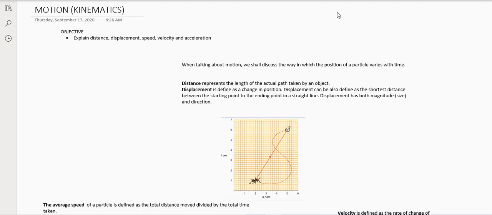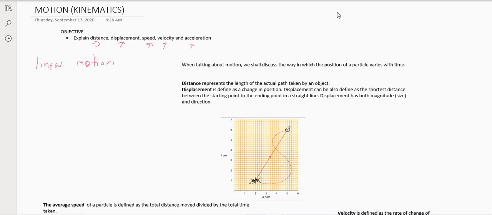Now, motion can be classified in two senses. It can be classified as linear motion and what we call projectile motion. For this aspect of the course, or for this video, I must say, is going to be more centered around talking about linear motion. So the objective is for us to explain distance, displacement, speed, velocity, and acceleration.